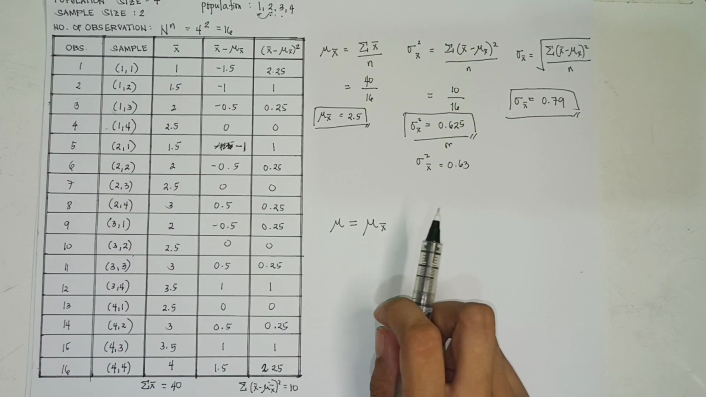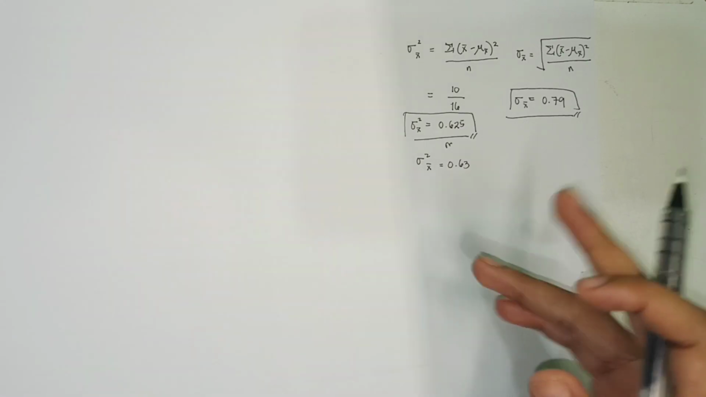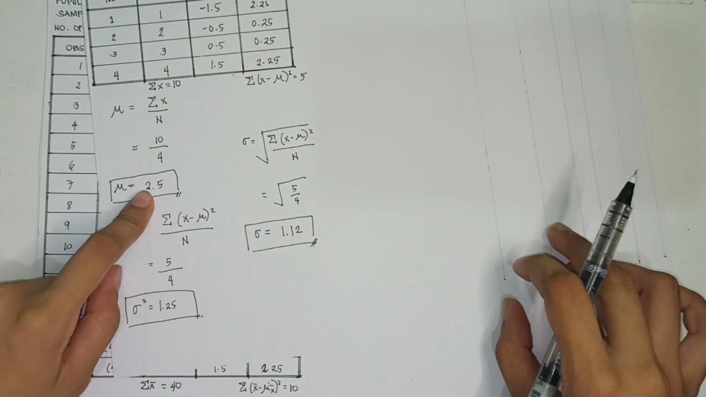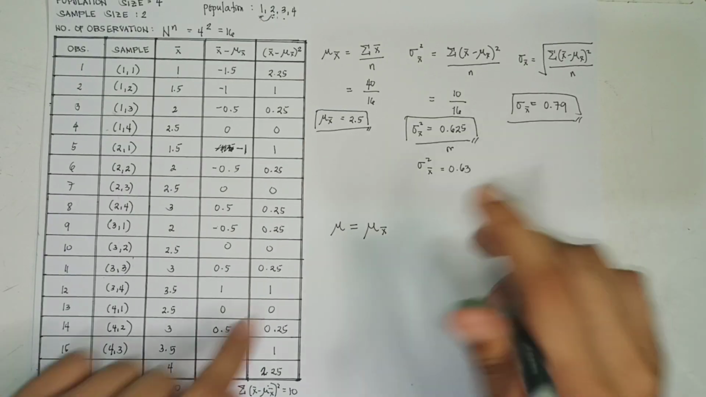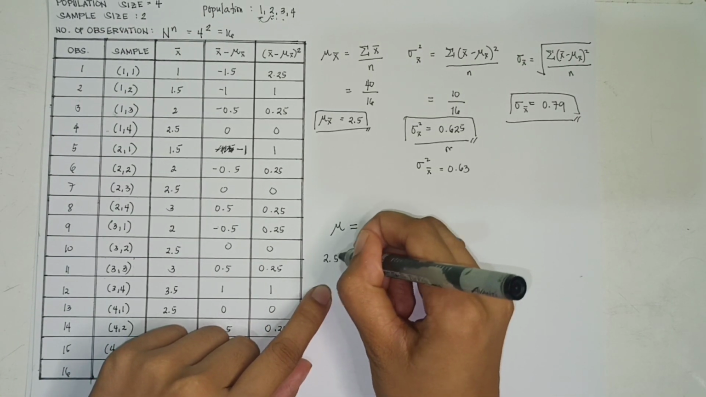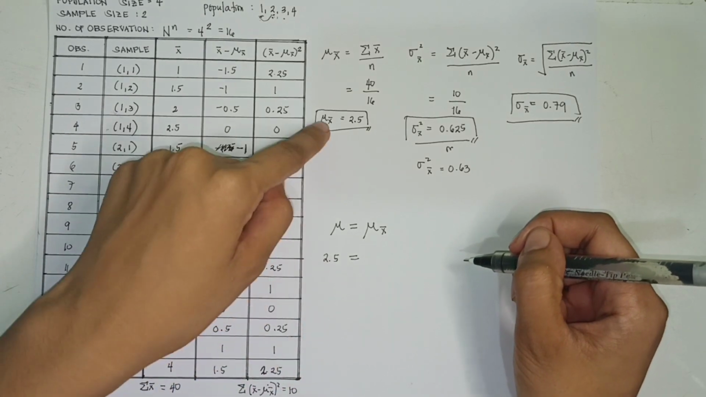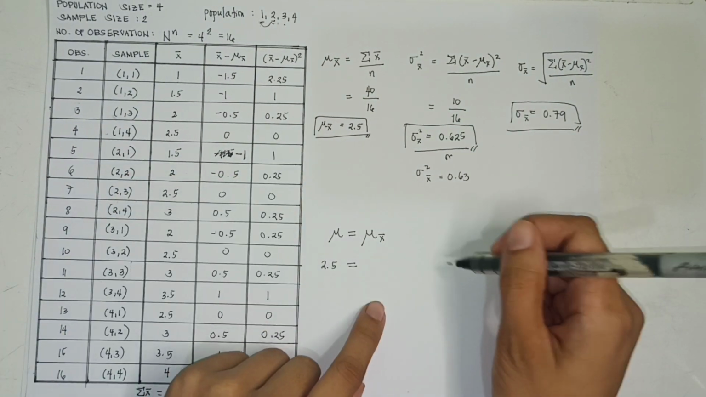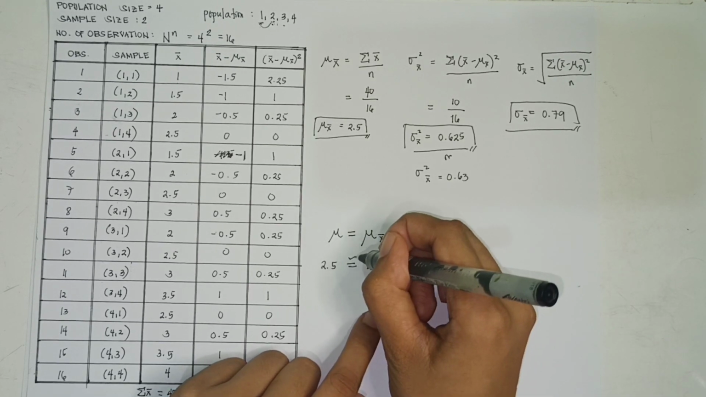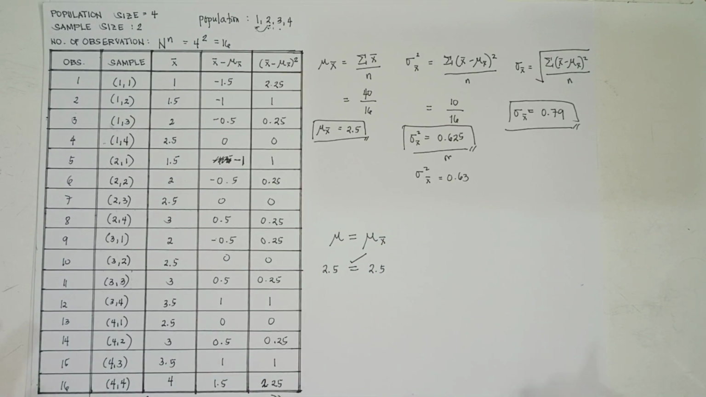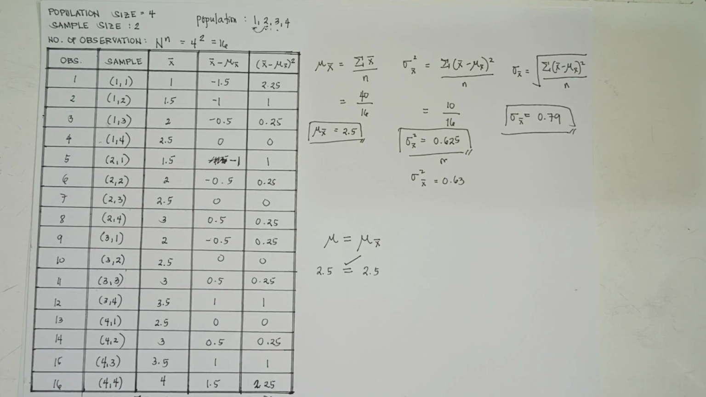So let us check. Nakuha nating mean kanina is 2.5. This is the population mean. That is 2.5. Ang nakuha nating mu sub x bar is also 2.5. So, ibig sabihin po, tama po yung nasa characteristics. Again, one of the characteristics of a sampling distribution is mu is equal to mu sub x bar.